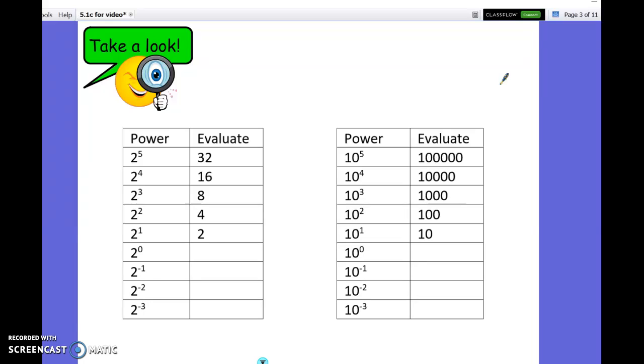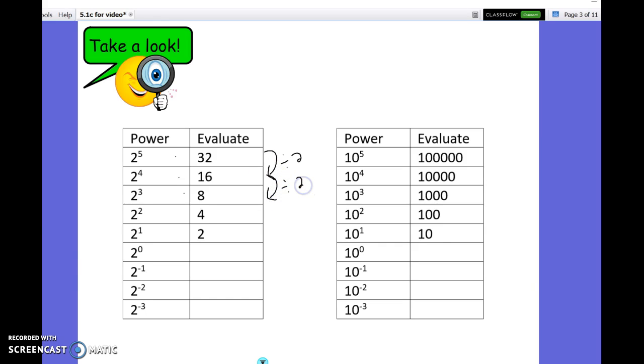why they work. All right, so in order to do that, we're going to look at these two tables. So we have 2 to the 5th equals 32, 2 to the 4th equals 16, 2 to the 3rd equals 8, so on and so forth. All right, so we're going to fill out the rest of this table. So basically, as the table is going down, 2 to the 5th, 2 to the 4th, 2 to the 3rd, each time we are multiplying by 1 less 2, right? So each time our exponent is decreasing by 1, which is the same as saying that each time we are dividing by 2.